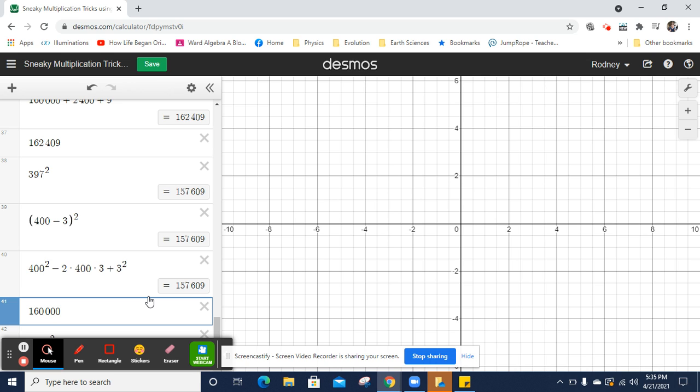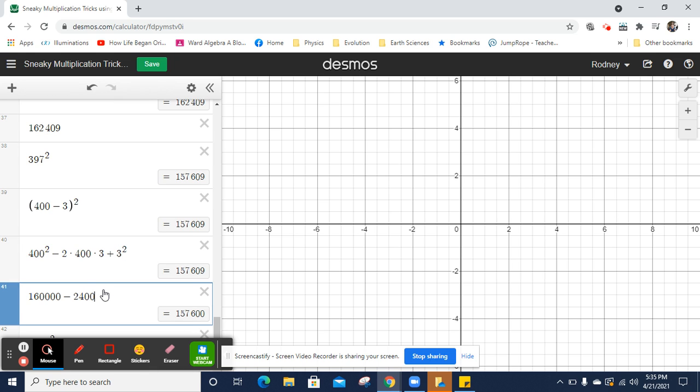And then I'm going to subtract this time instead of adding. So I'm subtracting 2 times 4 times 3, slap a couple zeros on it because that's 100. So 2 times 400 will be 800, times 3 will be 2,400. So minus 2,400. And then I will add 3 squared, which is 9. Move that out of the way. Now this one takes a little more effort, so I'm going to go ahead and get my pen.